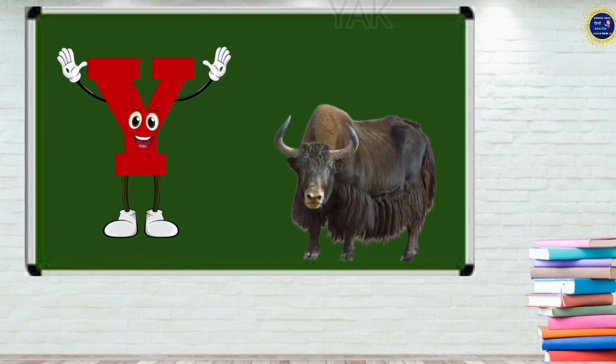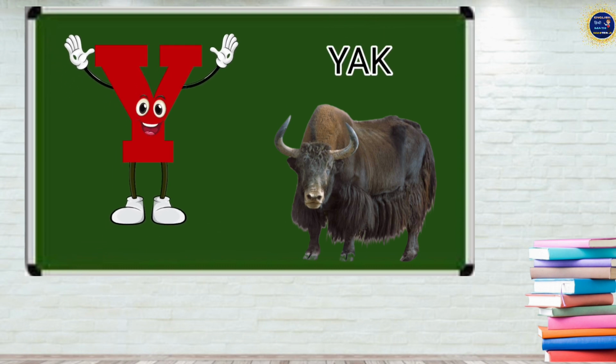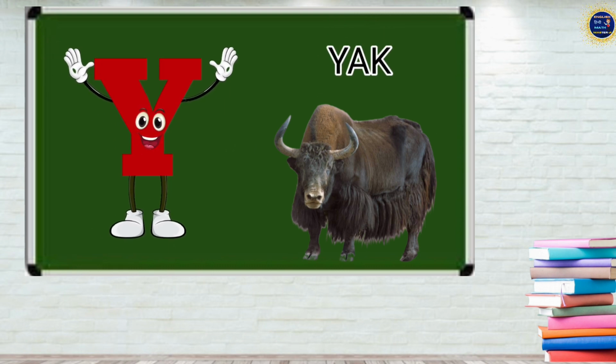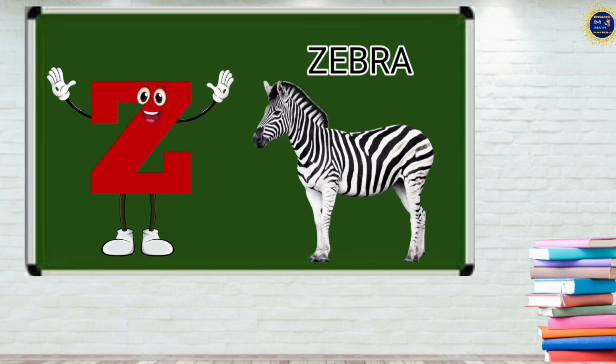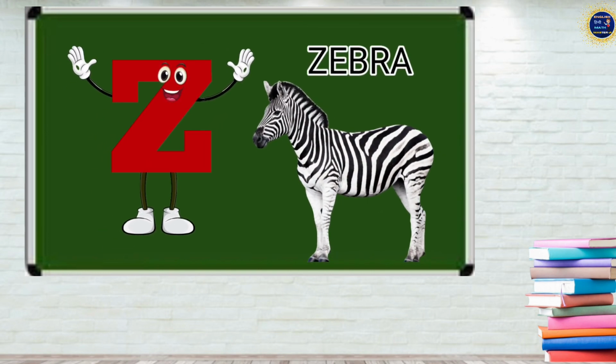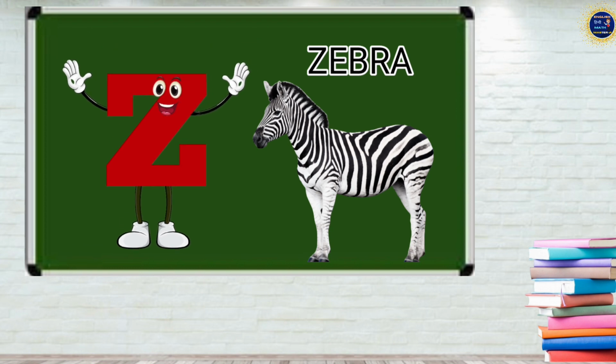Y, Y for yak. Y, A, K, yak. Z, Z for zebra. Z, E, B, R, A, zebra.